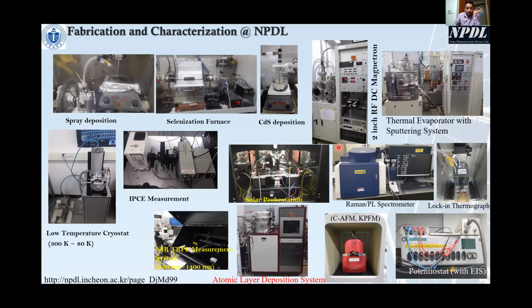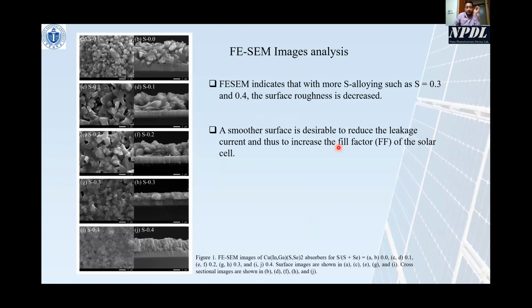We usually observe that a good device is formed when the absorber surface smoothness is good, when the surface is smooth. If we look at the high sulfur case, we see that the grain size is very small. And if the grain size is very small, that means many grain boundaries, right?